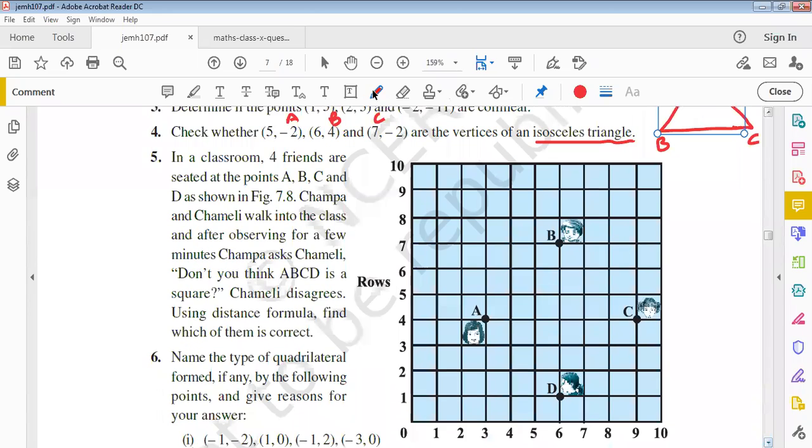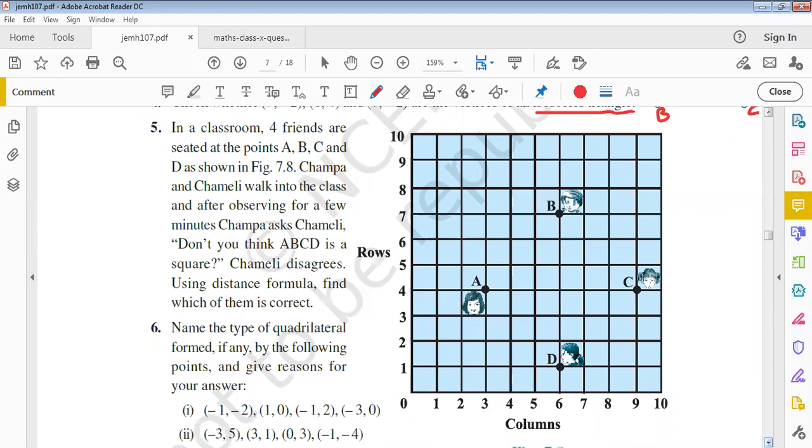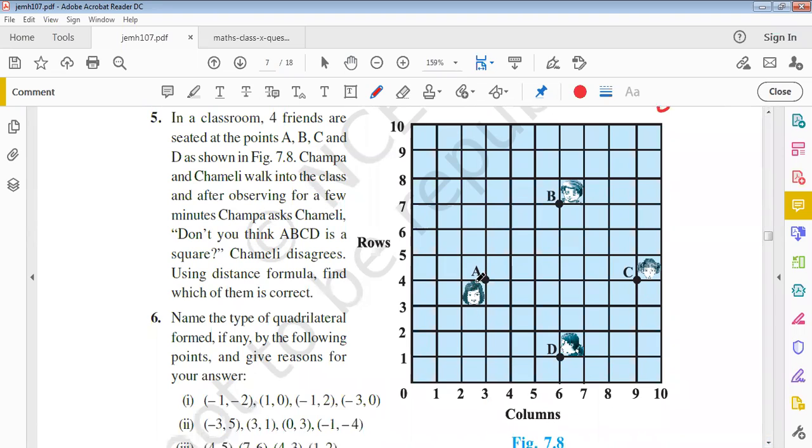Now, in a classroom, four friends are seated at the positions A, B, C, D. Now tell me what is the position of A, Vaibhav? Sir, 3, comma 4. 3 units on the x-axis and 4 units on the y-axis. 3, comma 4. What about B?